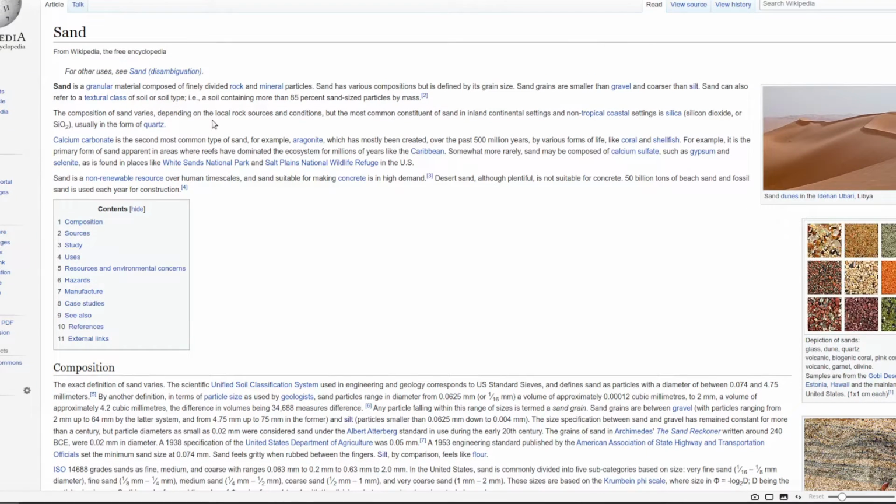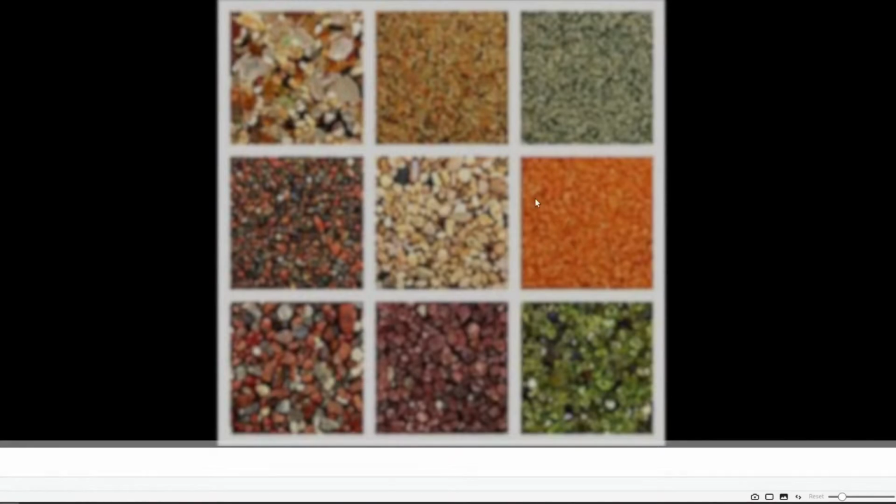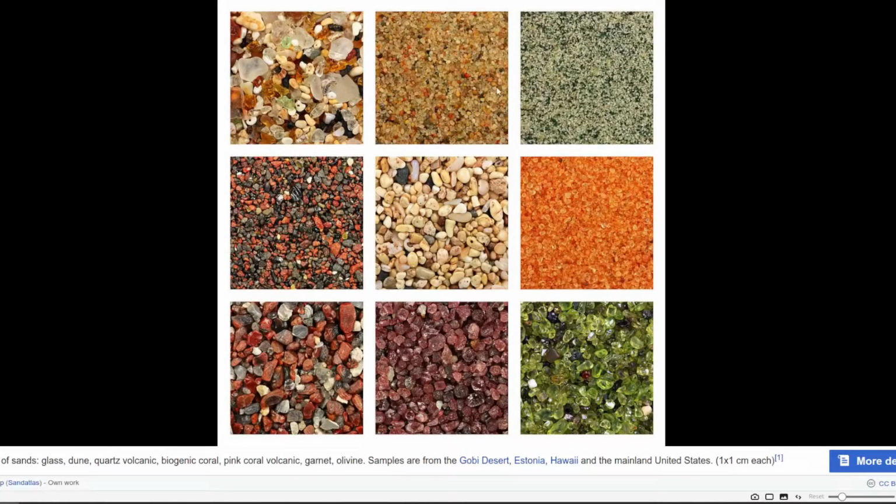And here we go. Composition of sand varies, yep. So as we see here, I'll click on this. These are different forms of sand. Now you saw the one that I had looked more like this one up here. You can see this is kind of like a crystal shop. These all look like crystals from a crystal shop.